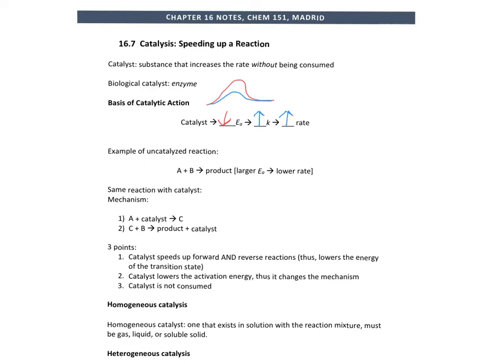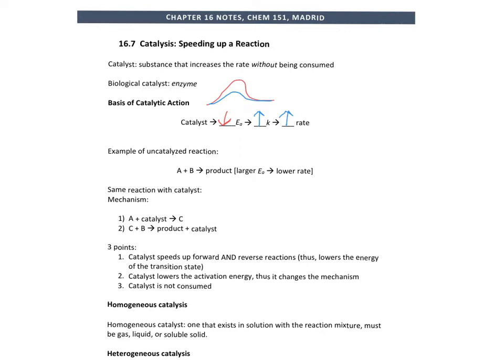Well, what if I took the same reaction and just added a catalyst to it? That fundamentally changes the mechanism. Notice in this case, it's just one step. This is called an elementary reaction. But in this case, it's two steps, in which the first step, the reactant A attaches to the catalyst to form what we call C, in this case an intermediate. Then C ends up reacting with B to form the product and the catalyst again.